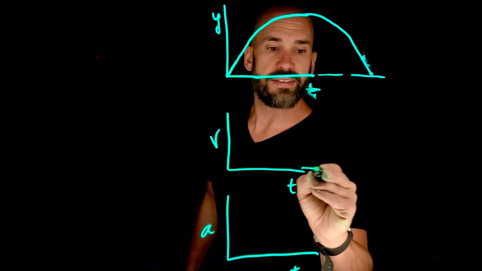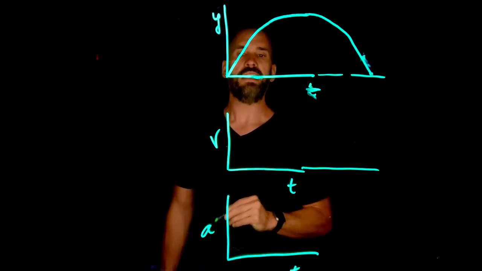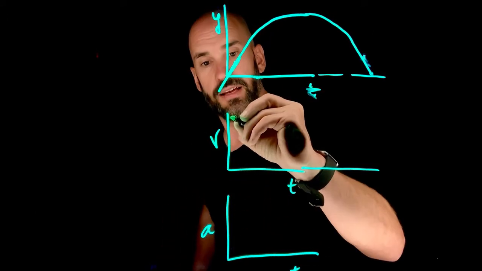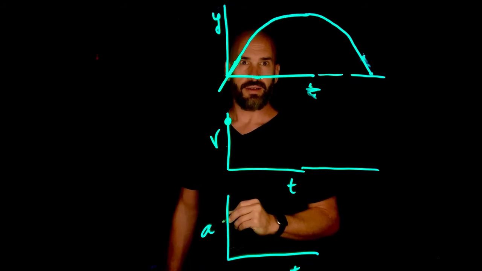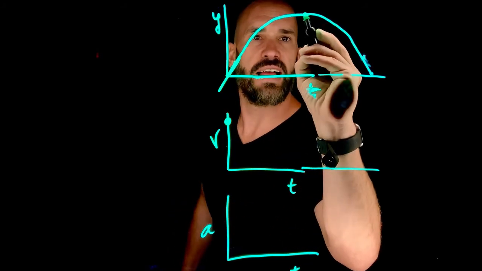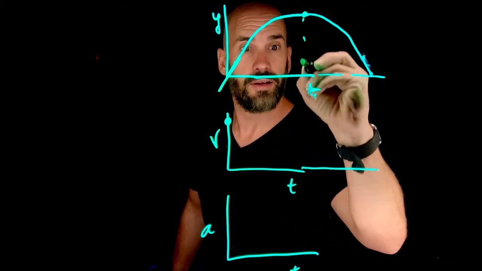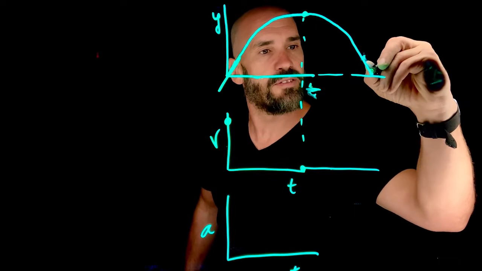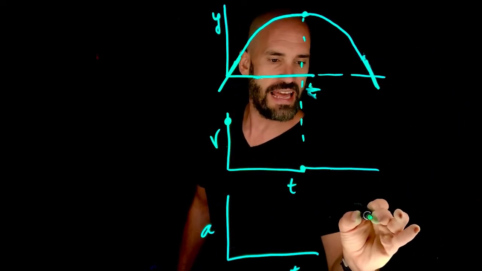So what is the velocity versus time graph going to look like? Okay, so here's what we know. Here, the slope is biggest, so here the velocity should be biggest, right? Next, we know here the velocity is 0, right? So here, velocity should be 0. And then here, the velocity is the biggest negative, right? So here, you're going to have a negative velocity.